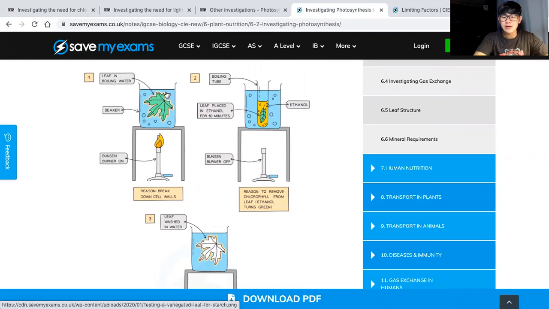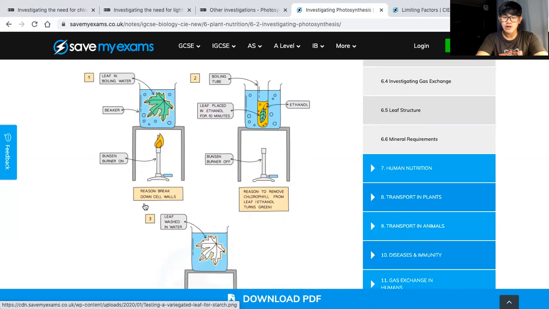So you put water inside a beaker, and then you boil them. You boil them using a Bunsen burner. So now, what is the purpose of doing this? Untuk apakah kami boiling dulu ni? So we actually want to break down the cell wall first. Kami kan pecahkan ia punya cell wall-nya. Why do we bother to break down the cell wall? It's simply because we want it to allow the ethanol to nanti seep through masuk to wash off the chlorophyll later.